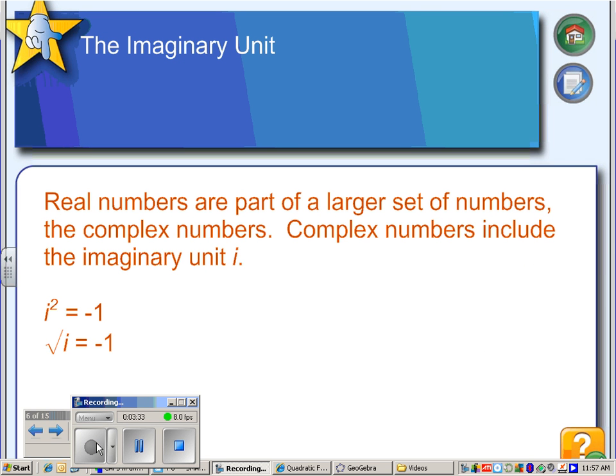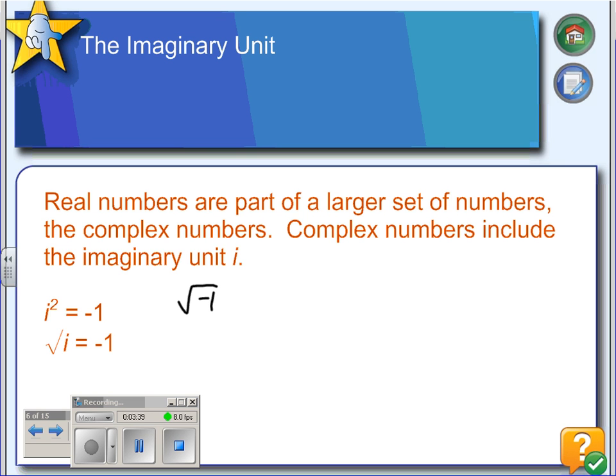So what we have learned here is that the square root of negative 1 equals i, and since the square root of negative 1 equals i, then i squared must equal negative 1. So that's what we have here. The second one is a misprint. It should say the square root of negative 1 is i.